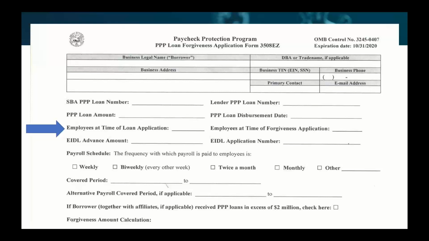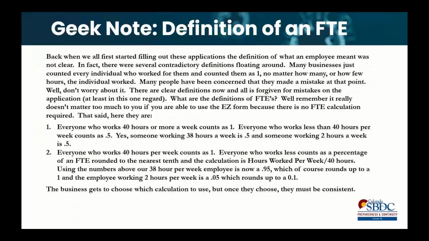Employees at the time of the application means for the pay period including the date you applied on. If you think you may have used a different number when you applied for the PPP, or the EIDL loan for that matter, don't worry. It doesn't matter anymore. Just calculate the correct number now and put it in the form. Time for another geek note about the definition of an FTE and the two ways that you can calculate them.